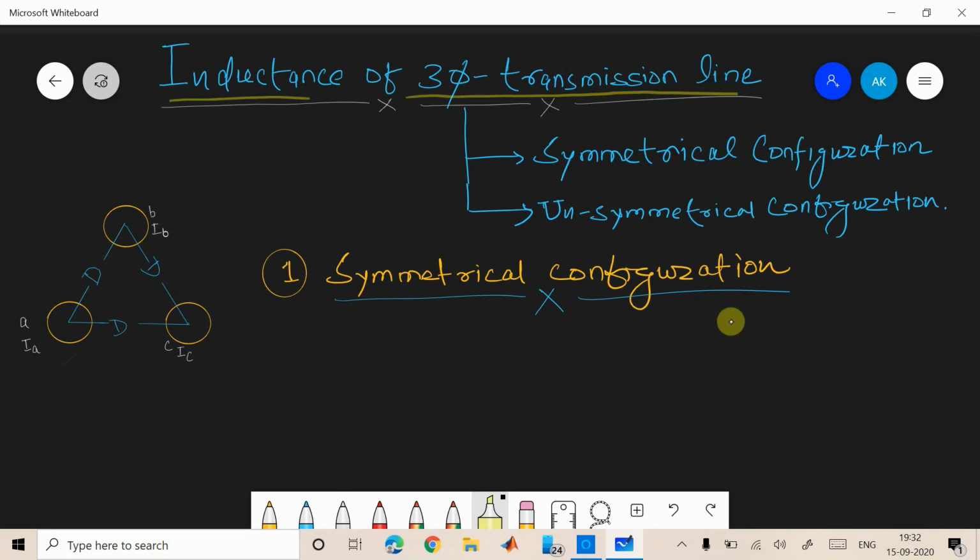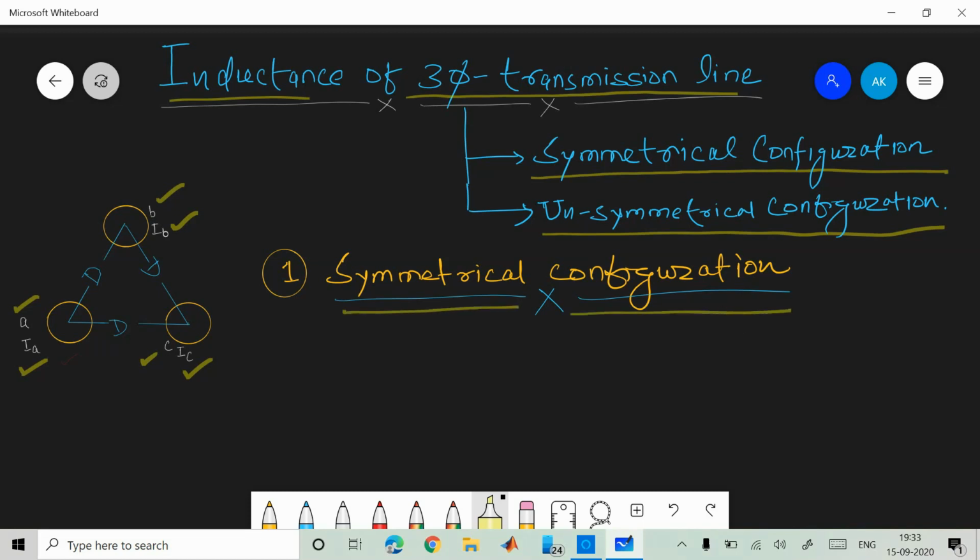One conductor is your A conductor, which is carrying current IA. The other conductor is B, which is carrying current IB. The third conductor is C, which is carrying current IC. In a three-phase transmission line, we have two types of configuration generally. Okay, first one is symmetrical configuration or symmetrical spacing. The second one is unsymmetrical configuration or unsymmetrical spacing. Okay, so first we will talk about symmetrical configuration.